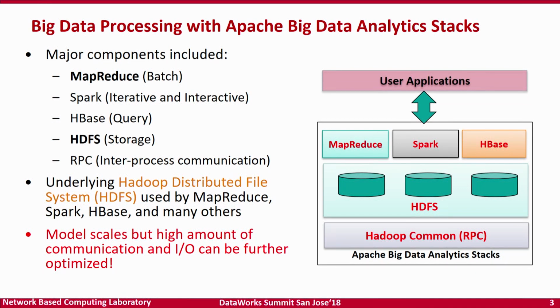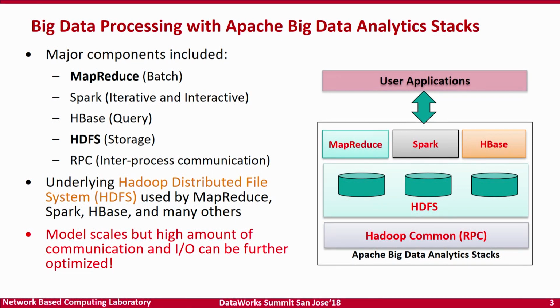So the distributed file system is used by all the components. This entire model is very scalable. However, it's riddled with communication and I/O bottlenecks. As an example, HDFS is a distributed file system, and data is obviously replicated to multiple different nodes. So you have a lot of communication happening here.